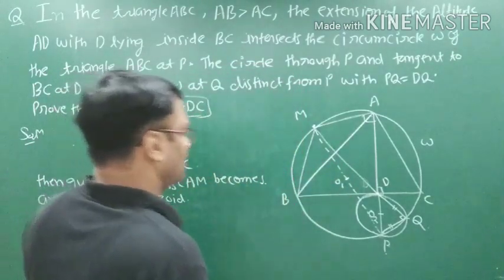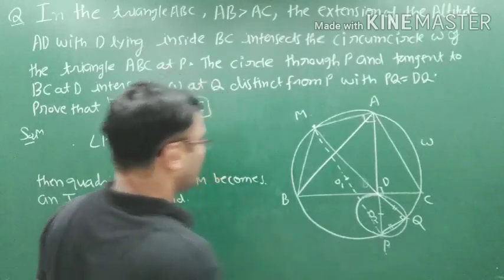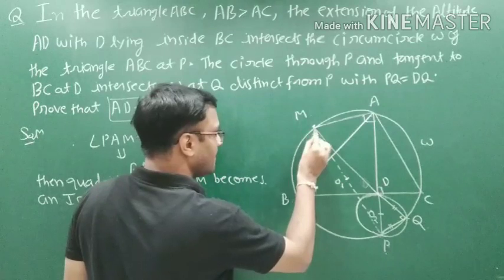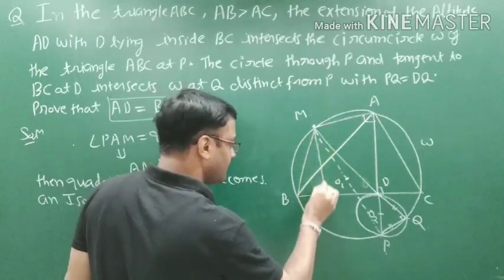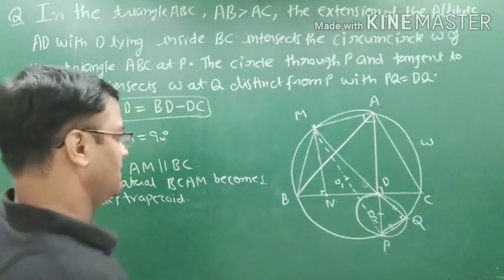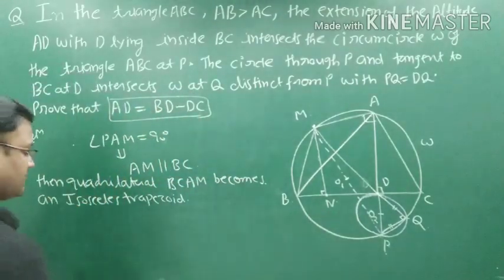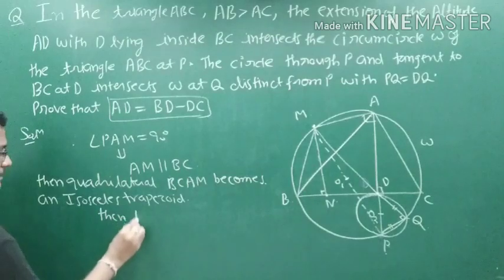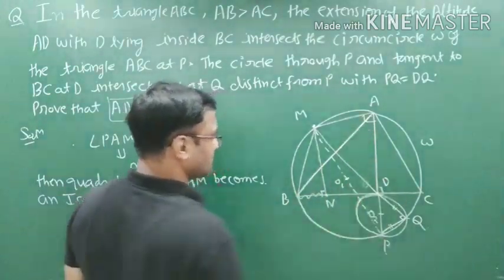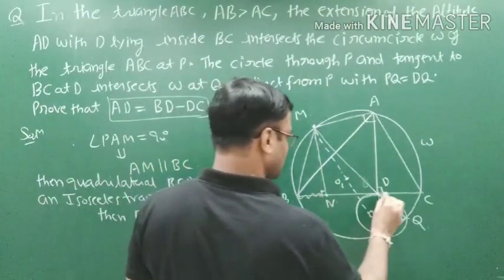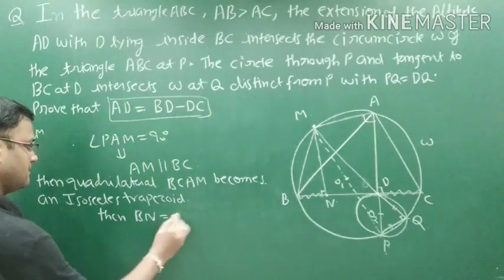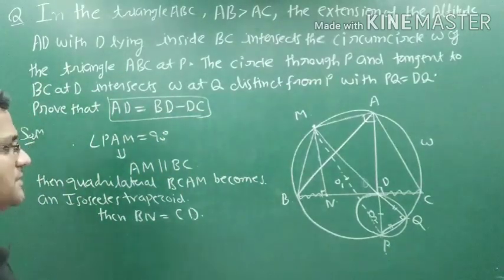The advantage of this result is what? If we draw a perpendicular from M to the side BC, and suppose this foot of perpendicular is N, then what can we write? Because this quadrilateral is an isosceles trapezoid, definitely BN equals CD.